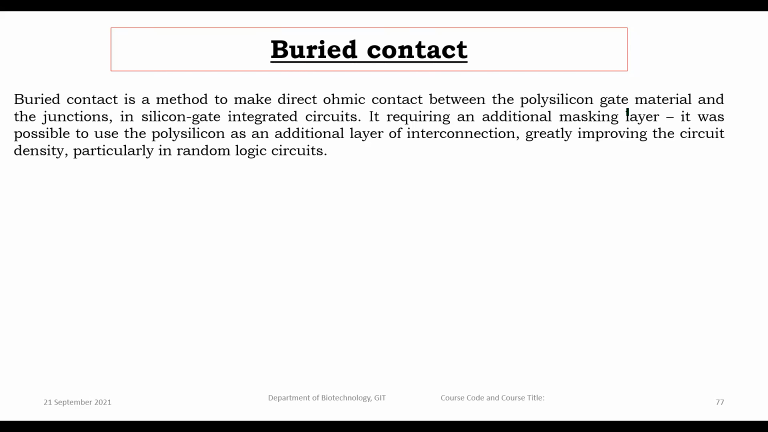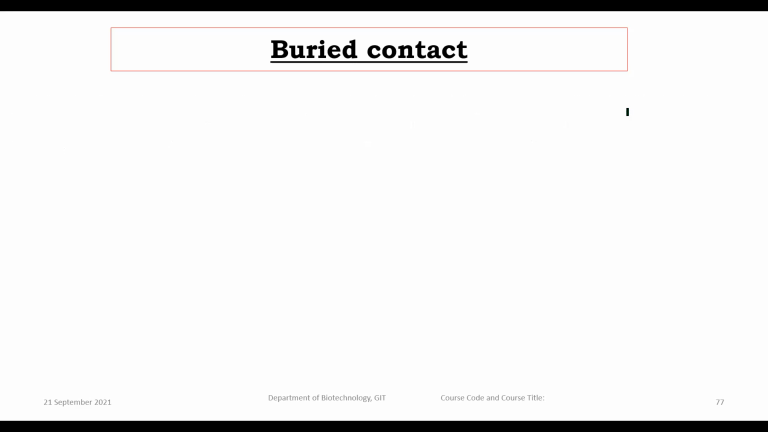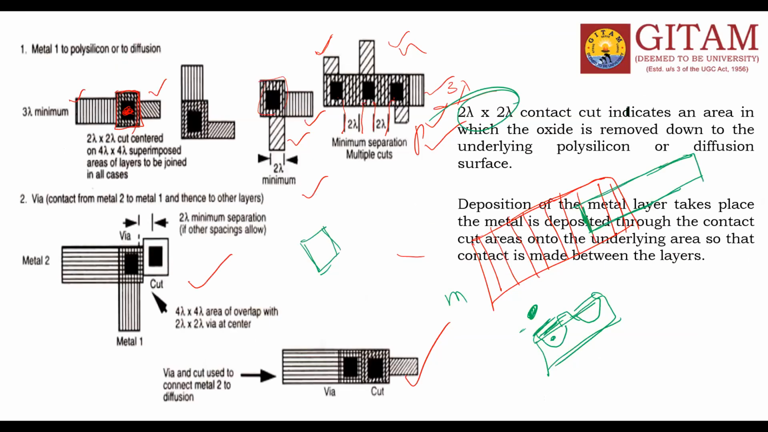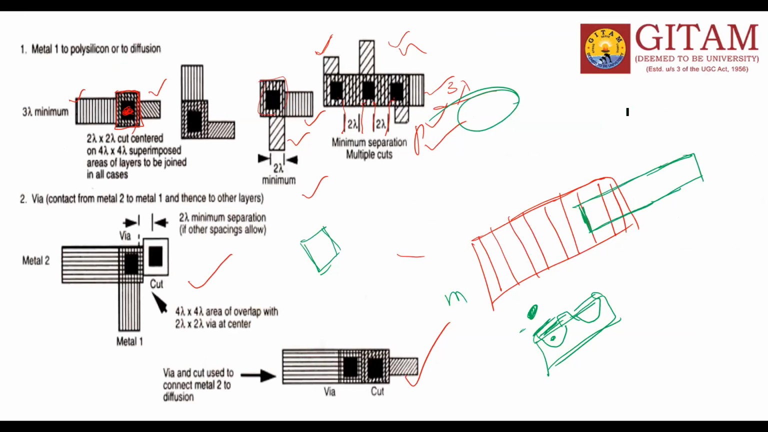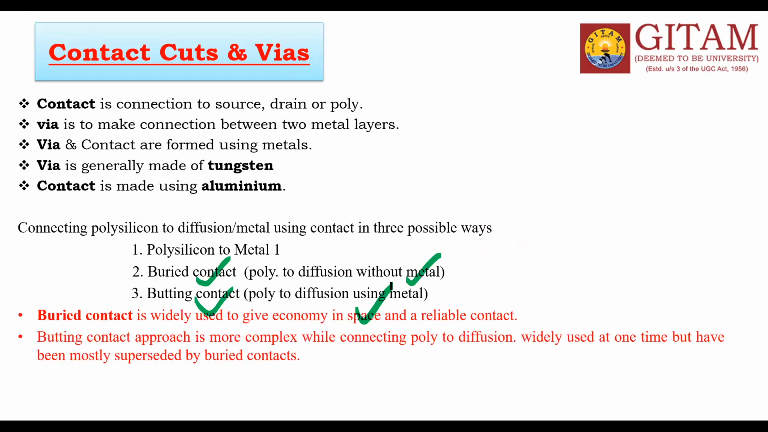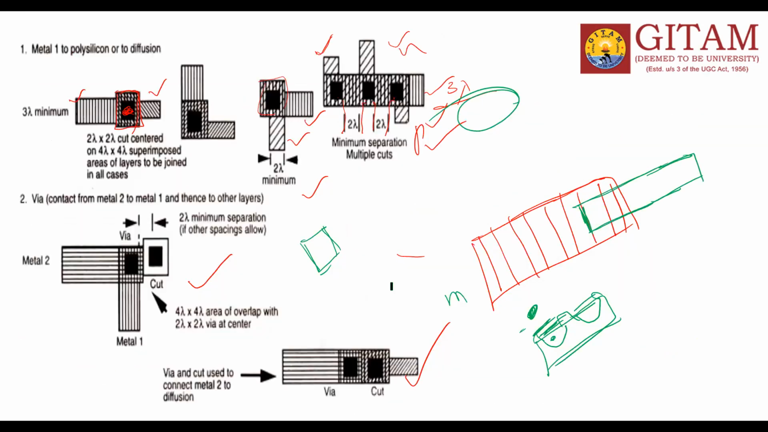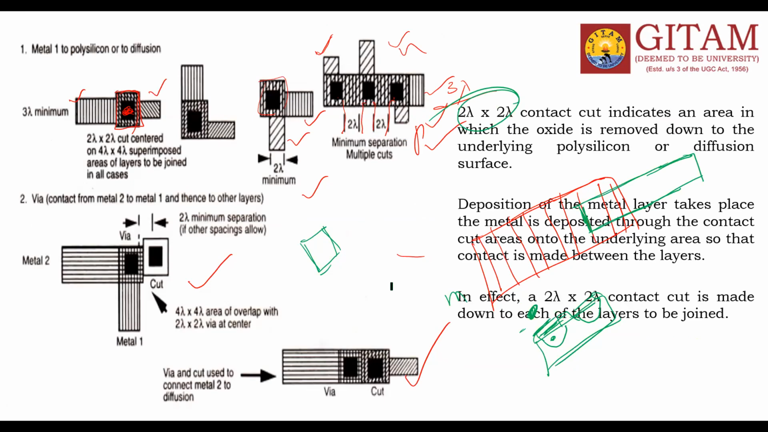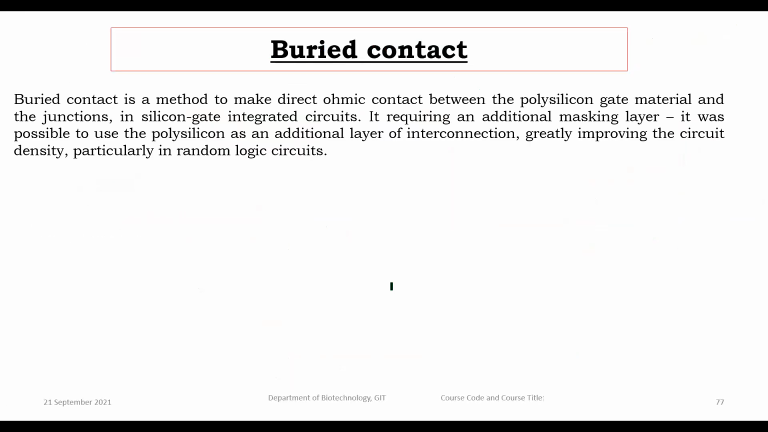So we have two types of contacts. One is buried, one more is butting. What is the difference between buried and butting? I already explained these two. Buried is without metal, butting is with metal. That is the difference. Buried contacts are economical, since we need only additional mask layers. Otherwise, they are very good.